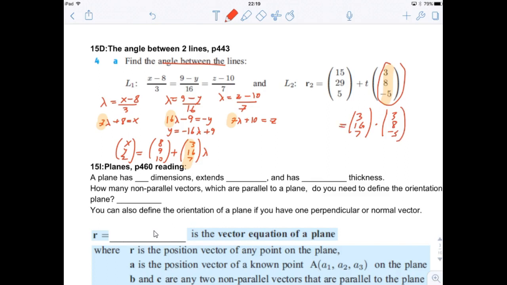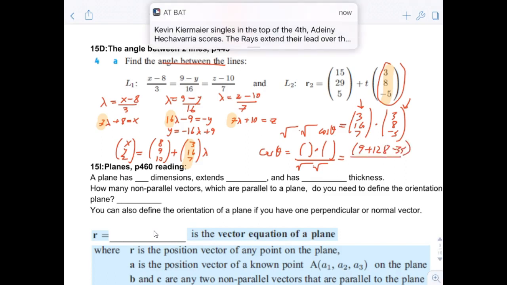and that would be equal to the magnitude of this vector times the magnitude of this vector times the cosine of theta, right? So we could say cosine of theta is equal to 3, 16, 7 dot product 3, 8, negative 5. I'm going to dot product those together, and then I just take the magnitudes of each one and divide it there, and that will give me a proportion. Okay, so the scalar product of 3, 16, 7 and 3, 8, negative 5 would be 9 plus 128 plus or minus 35. So that would be the numerator.